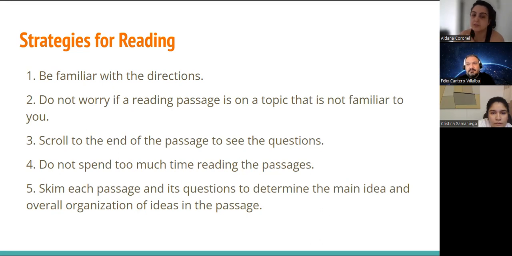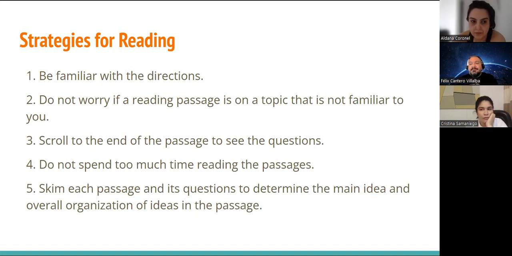Okay, strategies for reading. Be familiar with the directions. Yes, so later in the course, I'm going to share with you a platform that has a similarity, and there are many emulators online as well of the test platform, because it's kind of like a software that you interact with, right? So be familiar with that. The directions are going to explain how you're supposed to take the test, and if you are familiar with that, you can just skip them and save time that way. Remember, this is a strategy thing.